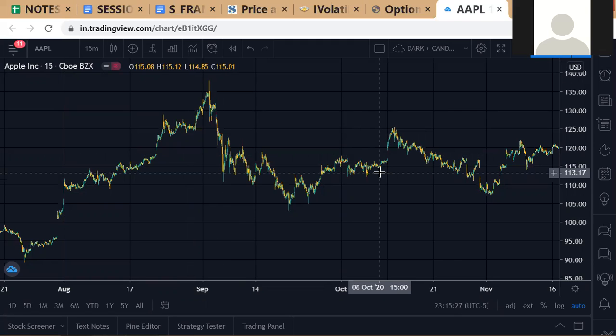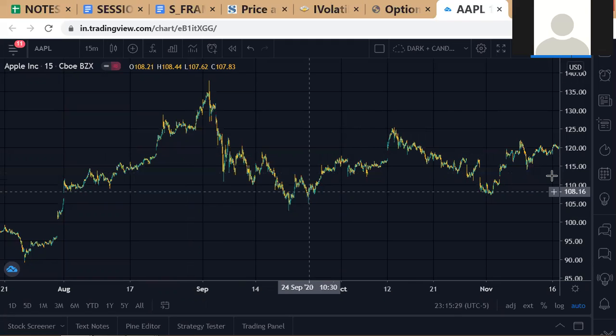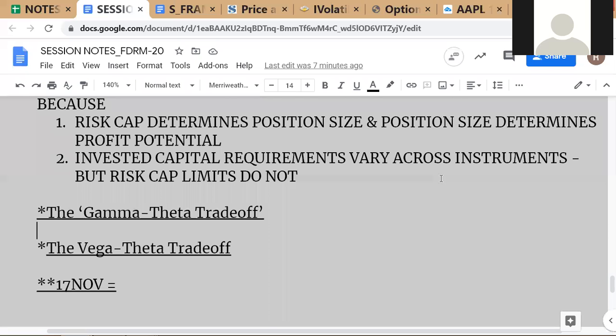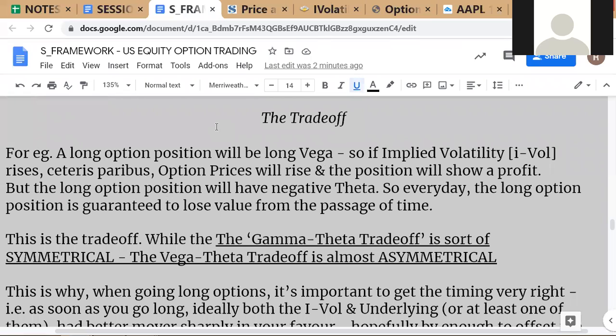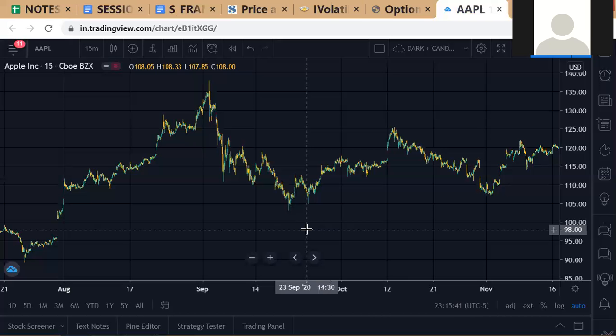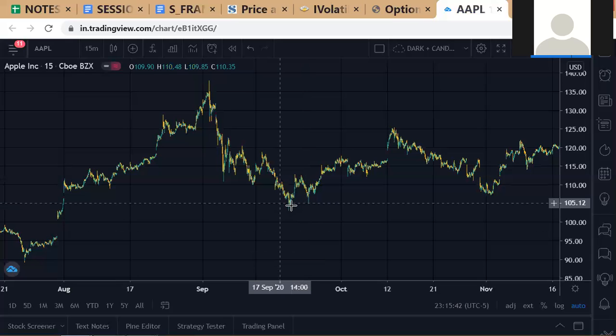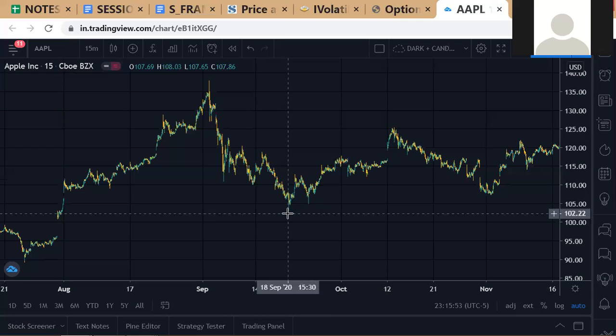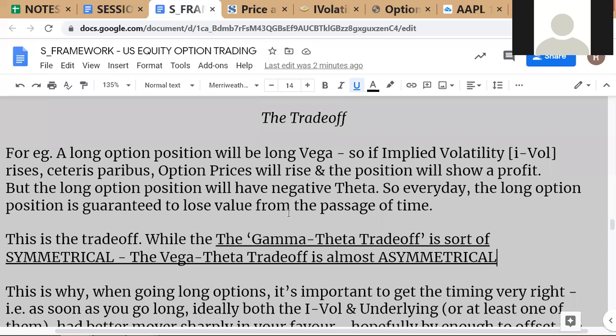Whenever this kind of movement is happening, you have a benefit from long option positions. They will have positive gamma, and there is a benefit from the long option positions. And whenever there is any quiet period, there is a lack of benefit from long option positions. And at the same time, the long option position will always have negative theta. What I mean by the trade-off is almost asymmetrical.